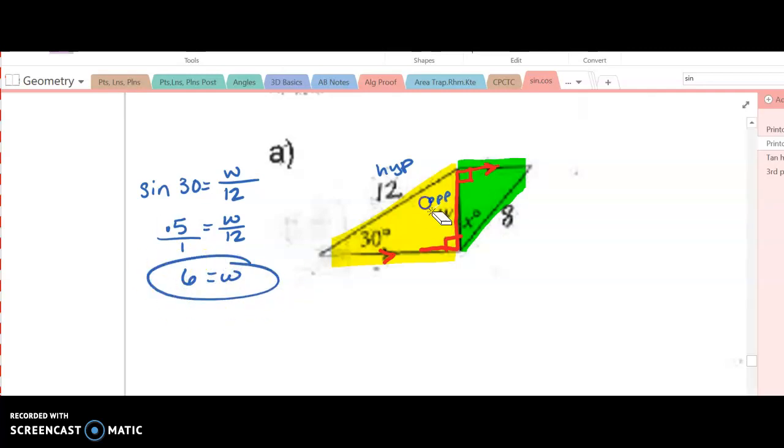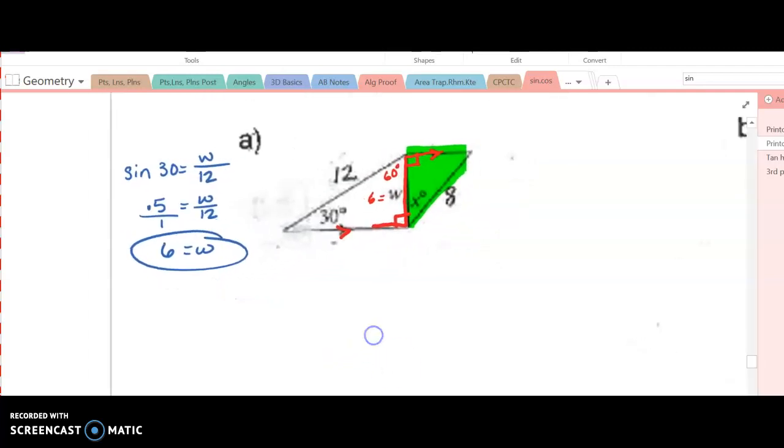Oh, and look, we could have figured that out without using sine, because isn't this a 30, 60, 90? And so the short leg would have been half of the hypotenuse. That would have been a faster method that would have also found us the same answer. All right, now we're ready for the green triangle.